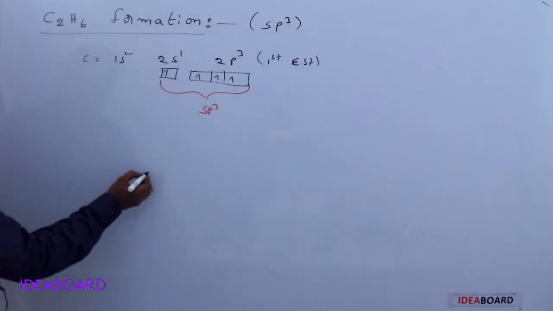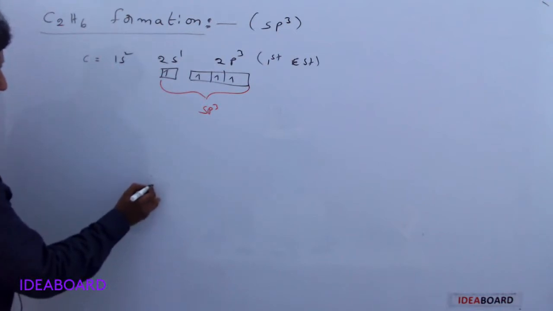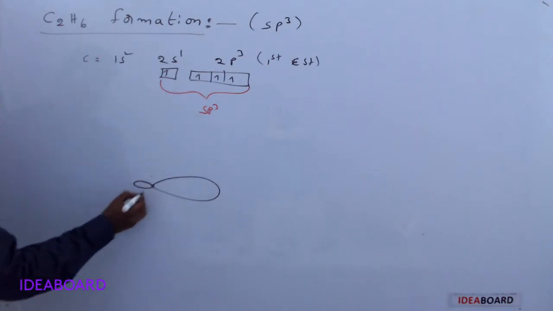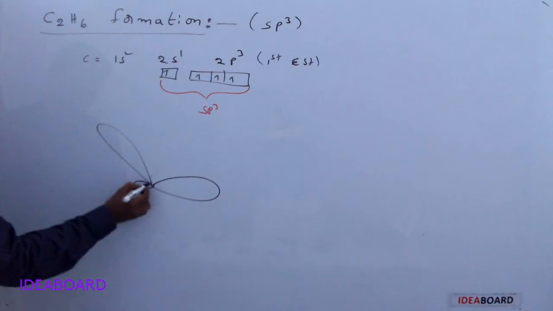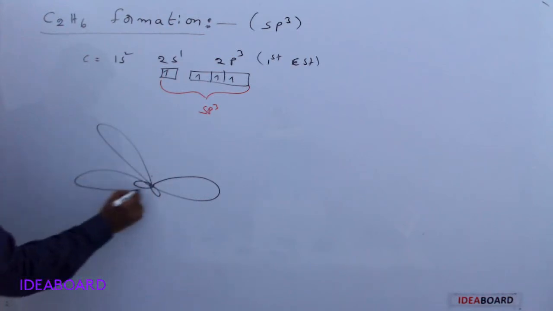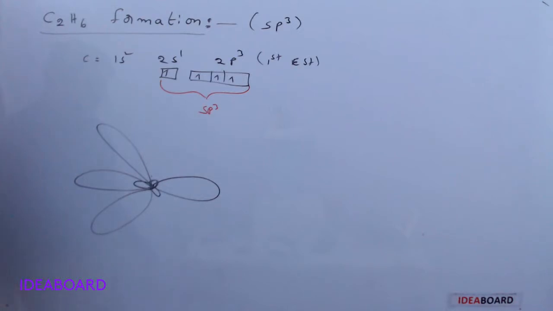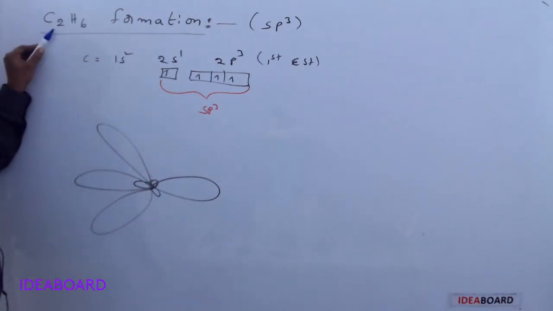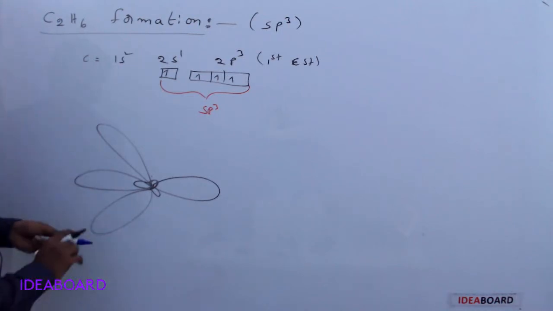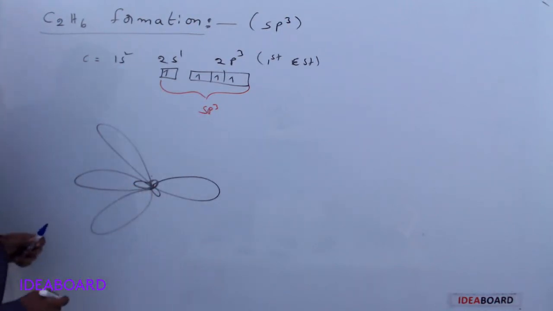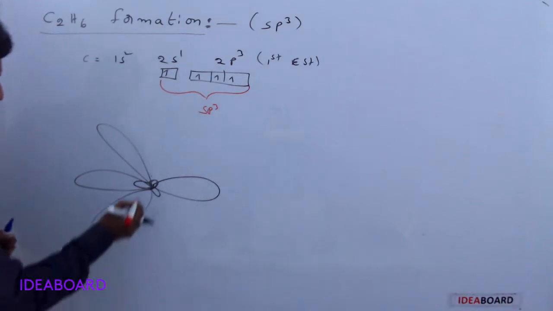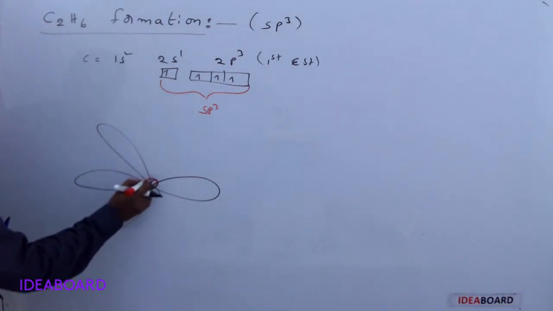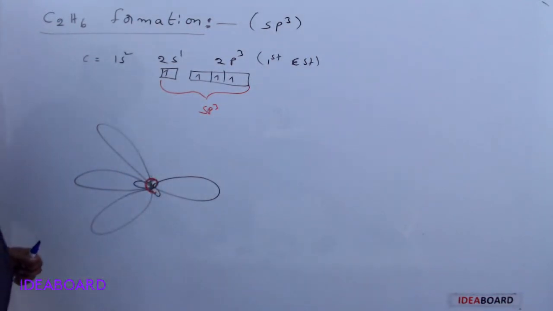Now I am writing one carbon atom with 4 hybrid orbitals. So please see, this is one hybrid orbital and this is the second hybrid orbital. This is the third hybrid orbital. This is the fourth hybrid orbital. So 4 hybrid orbitals of one carbon atom. We have 2 carbons. Of these 2 carbons, 1 carbon atom we are writing. So this is 1 carbon atom. Please remember, 1 carbon atom.